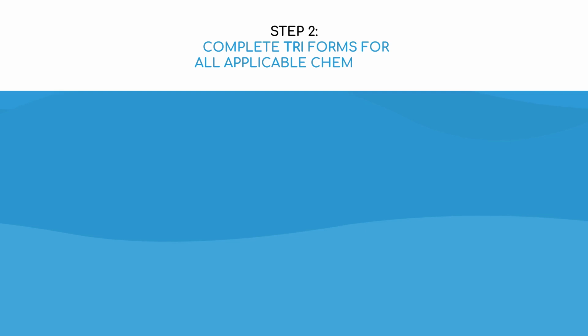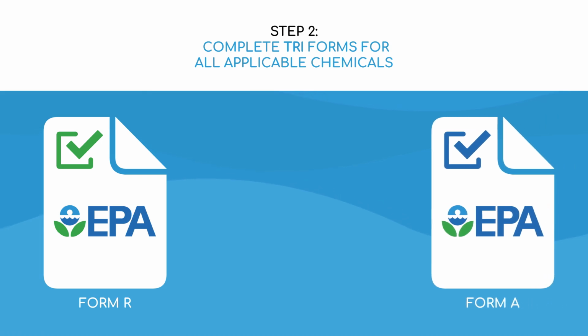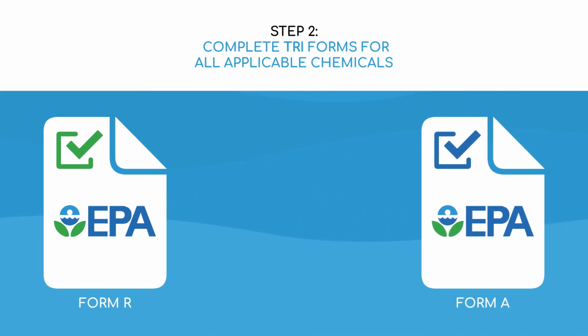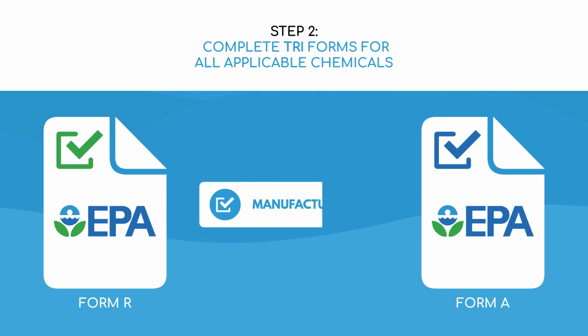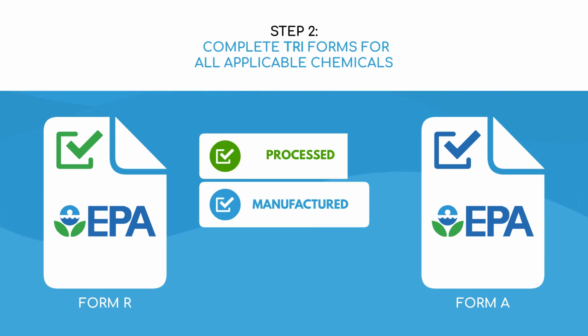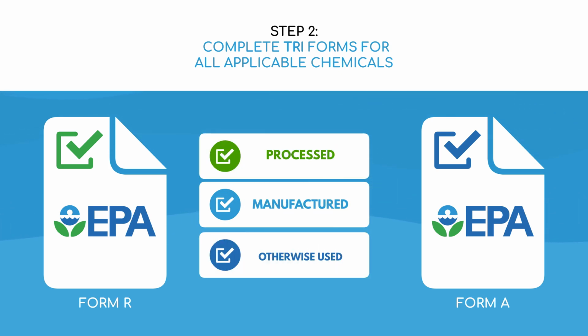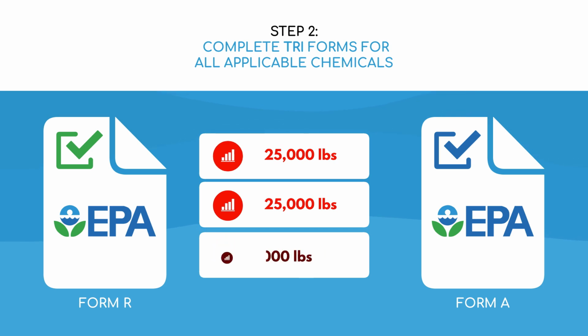Step 2. Complete TRI forms for all applicable chemicals. You must complete either a Form R or Form A for each TRI-listed chemical your facility has manufactured, processed, or otherwise used over threshold amounts. Most chemicals have a threshold of 25,000 pounds manufactured or processed, or 10,000 pounds otherwise used. However, chemicals of special concern can have lower thresholds.